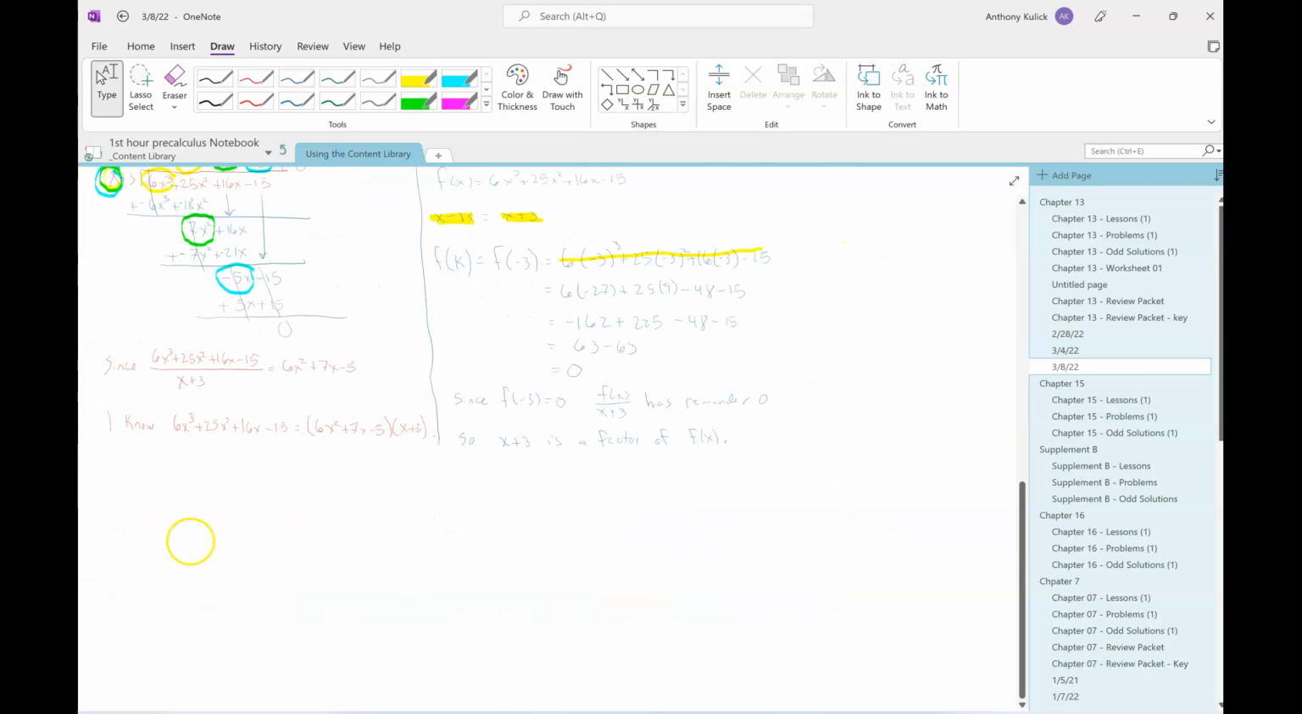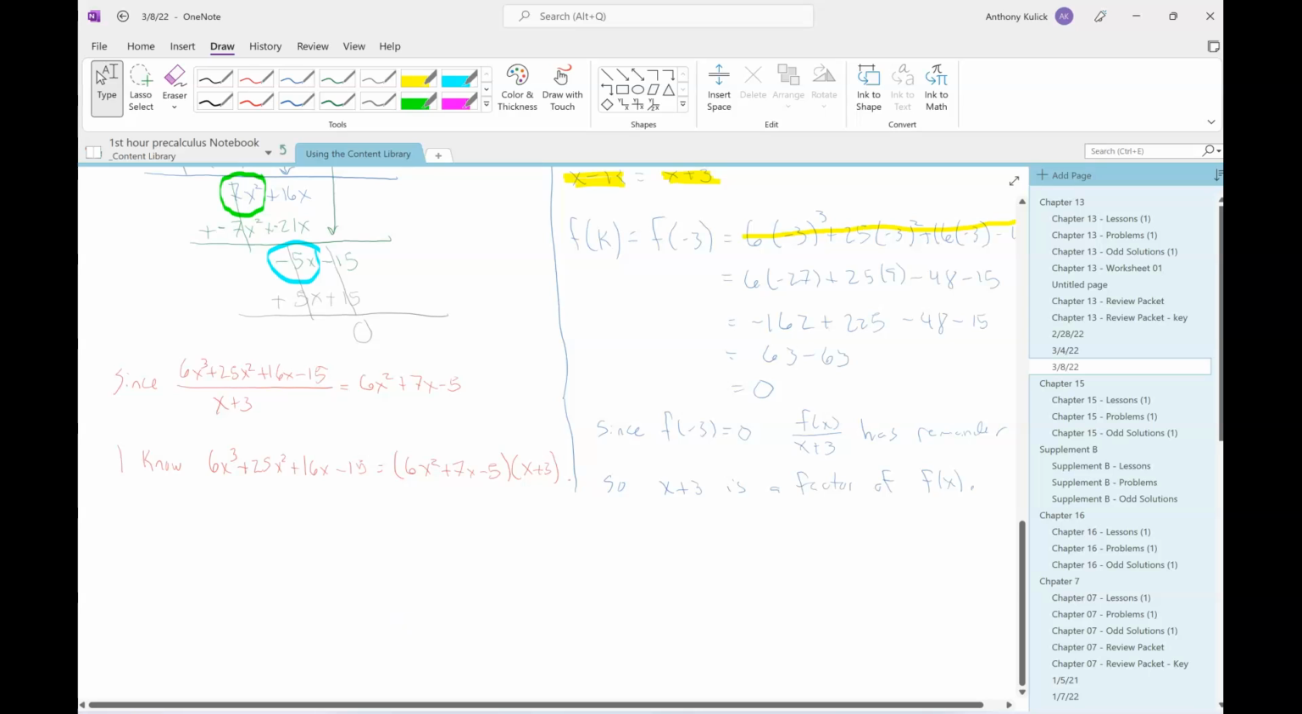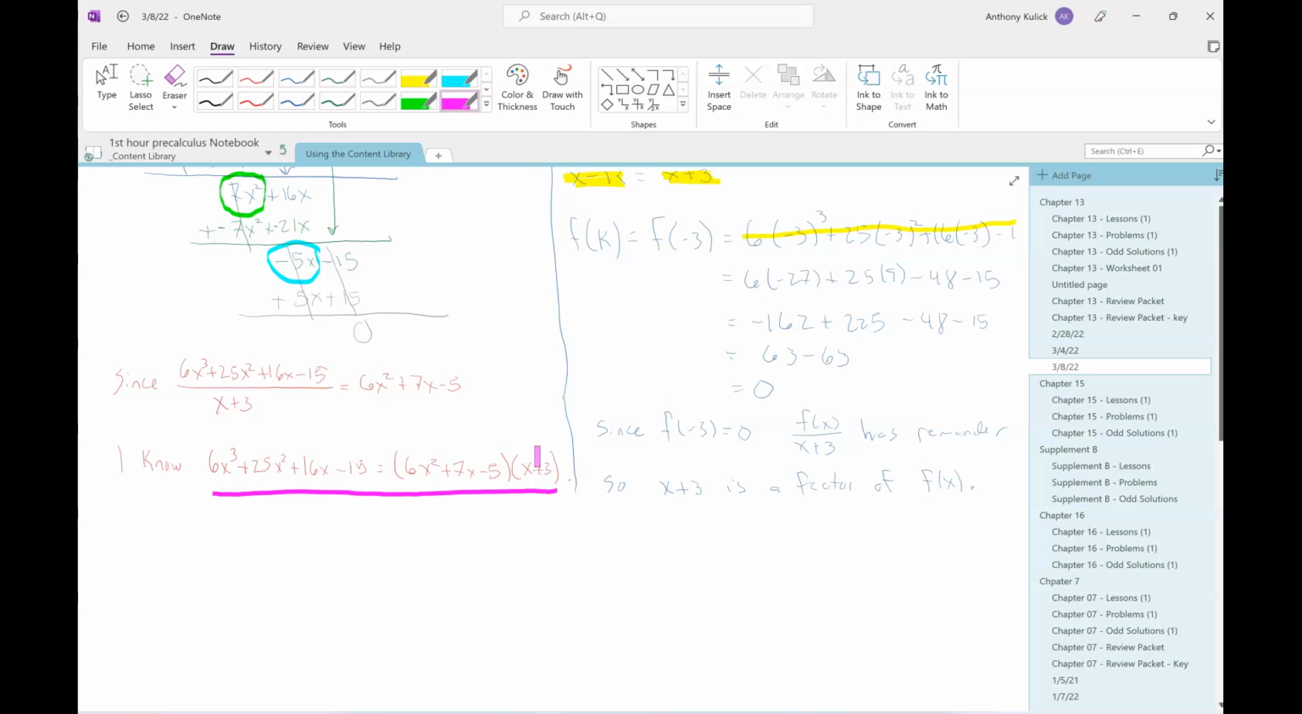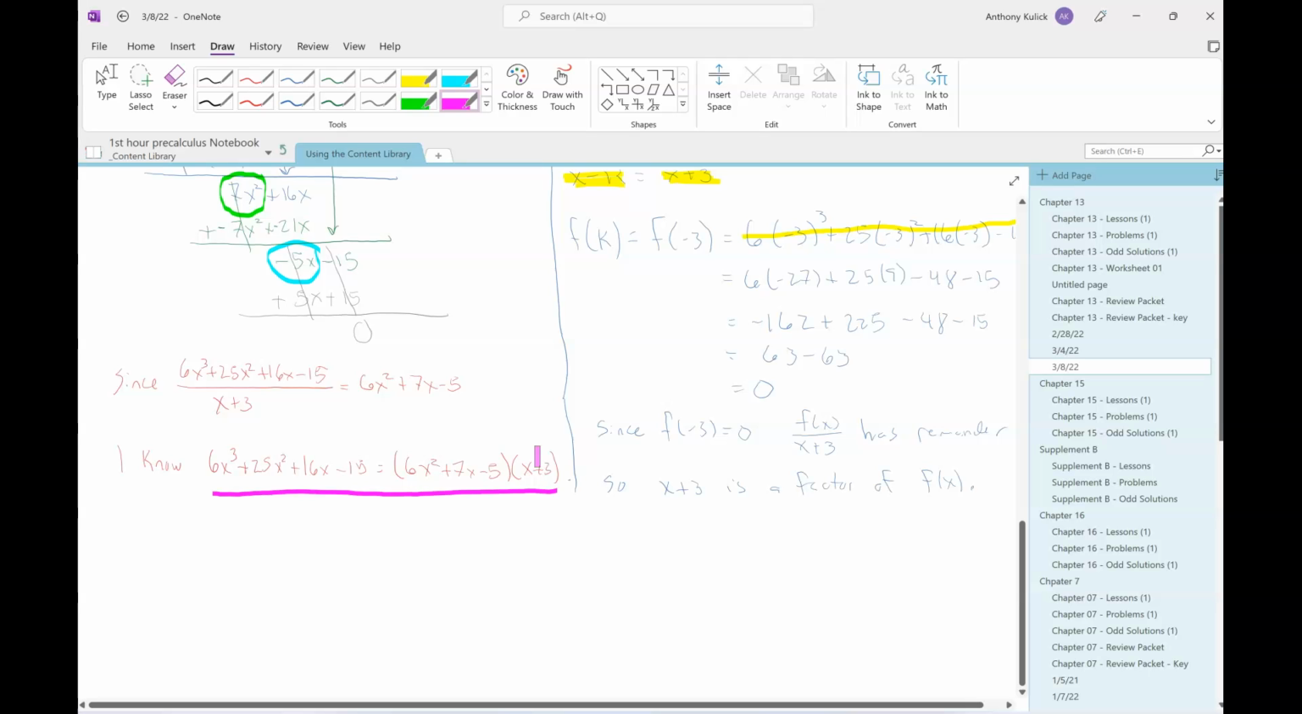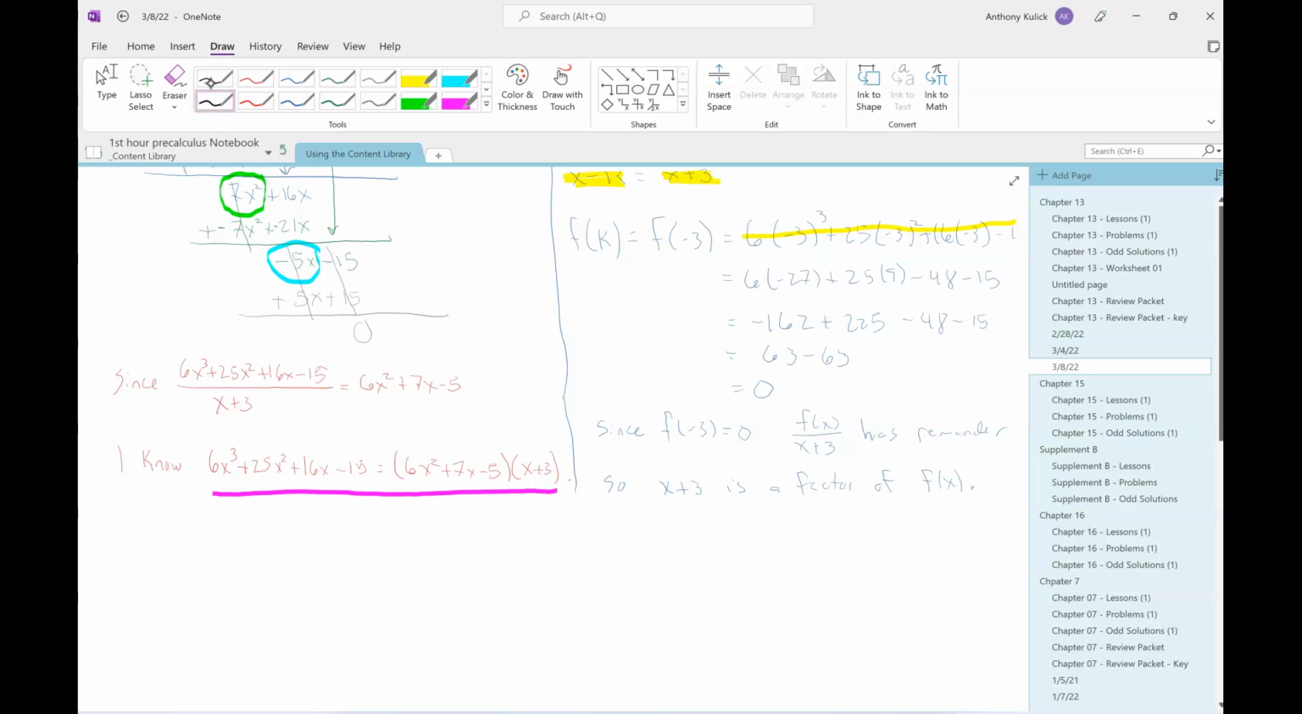What's the downside though? If I compare these two methods, the second method was easier, but what don't I get? I don't actually get how it factors, right? Yes, I know that it works, that it is a factor, but how the heck would I find the other factor? We don't have that. What we want to be able to do is combine these two methods where I can do the substitution but still also recover the other factor.